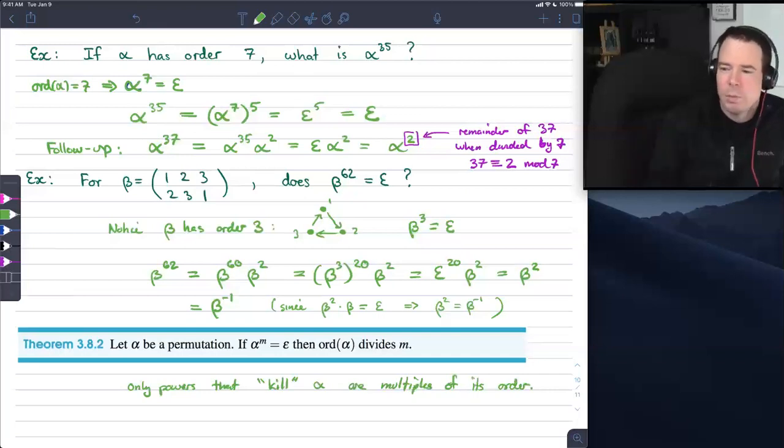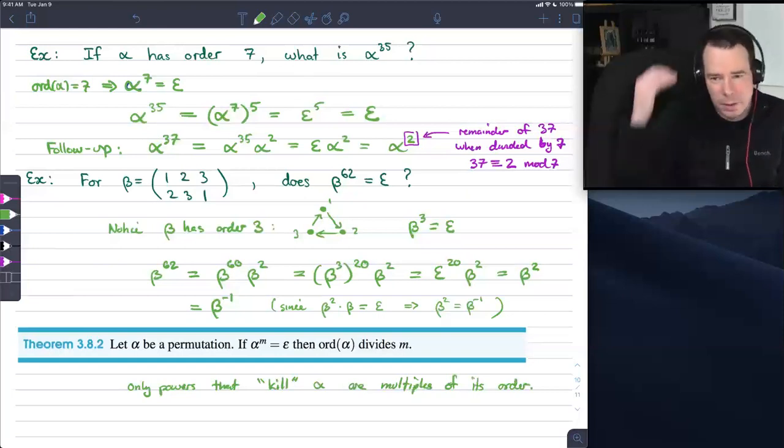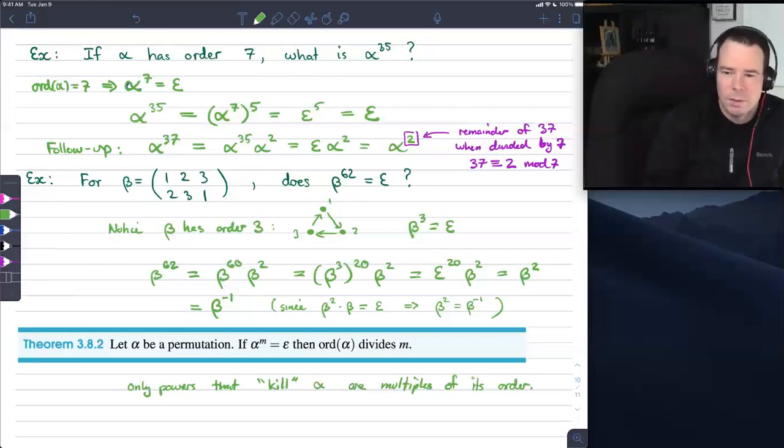Well, we could do the whole remainder thing. 25 has a remainder of 4 when divided by 7, so alpha to the 25 would be equal to alpha to the 4. So we can also find out what the smallest power is that's equivalent to that expression.